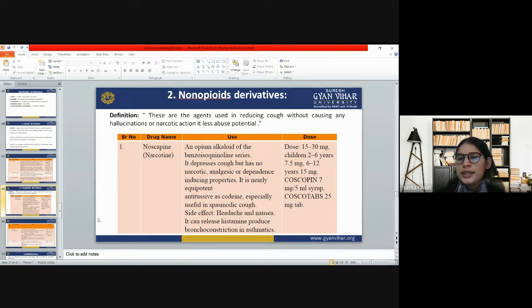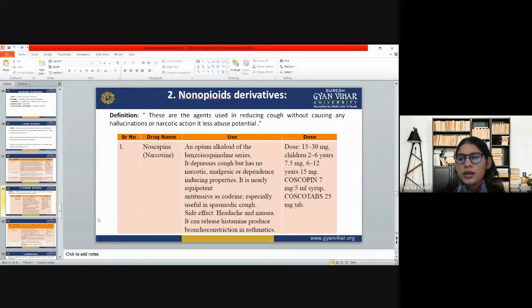The dose of noscapine is 15 to 30 mg commonly, and in children of age 2 to 6 years we can use 7.5 mg, and in children 6 to 12 years we can use 15 mg.